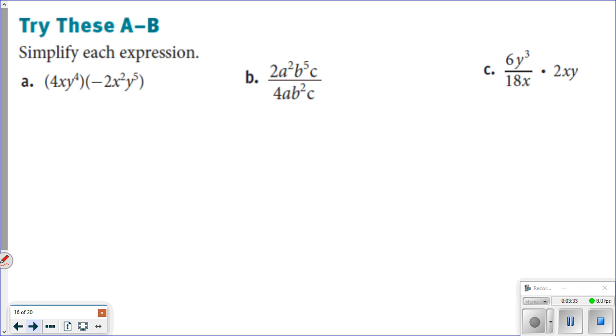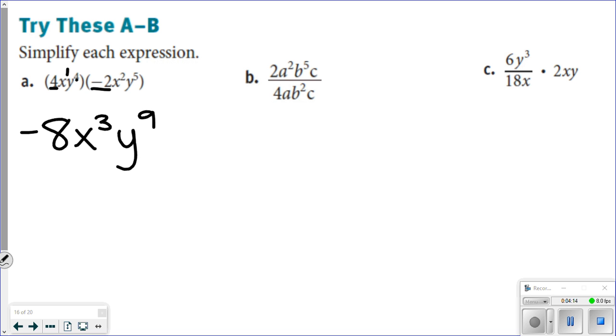So you should see try these A and B. If you don't have enough room to write, you can always use the My Notes section of your book. It looks like the graph paper portion, or you can use scrap piece paper, notebook paper. So let's look at question A. I have 4 times negative 2, so that's negative 8. Then I want to look at my next base, which is x. 1 plus 2 is 3. Then I'm going to look at my y's. 4 plus 5 is 9. And there's my final answer.